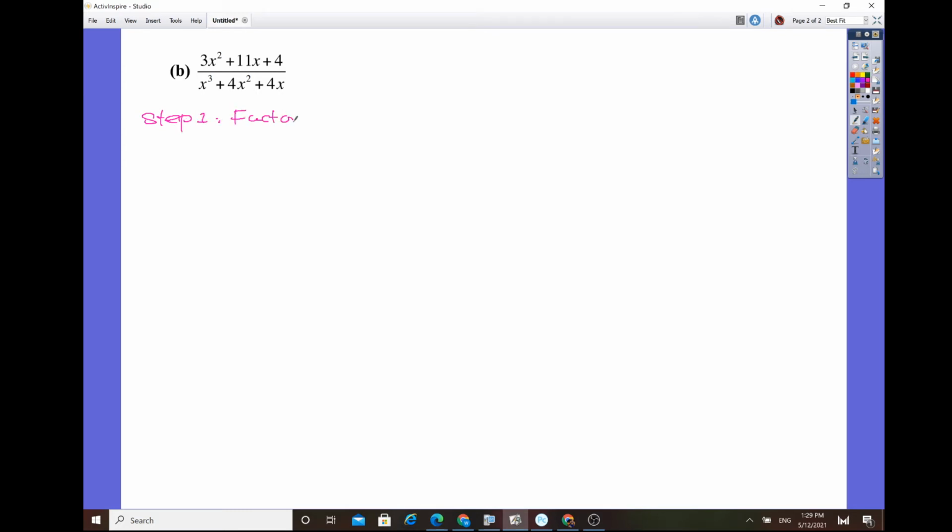Just factor the denominator. So for this one, take out the greatest common factor. So we do have x, so we got x squared plus 4x plus 4. Numerator, just rewrite it. And then what else can we do? Keep factoring it. So x, carry that over, and then we do have x plus 2 quantity squared. So it looks like this one we do have a repeating linear factor.